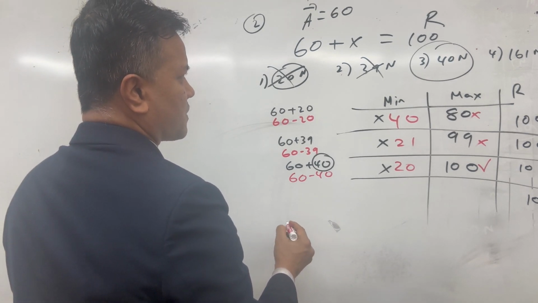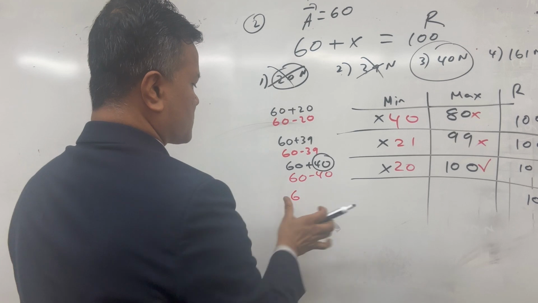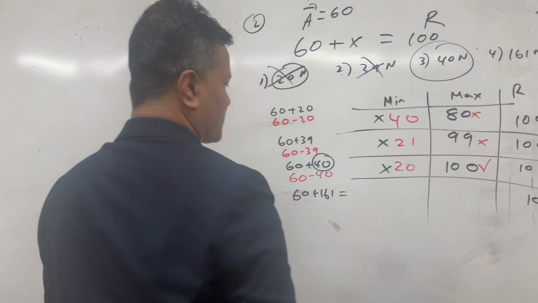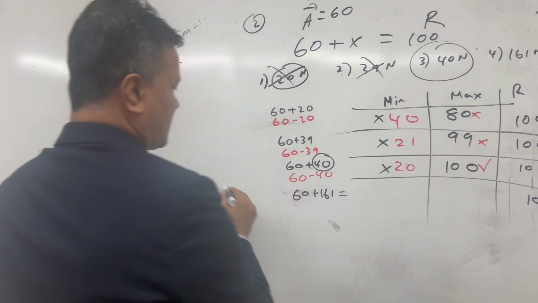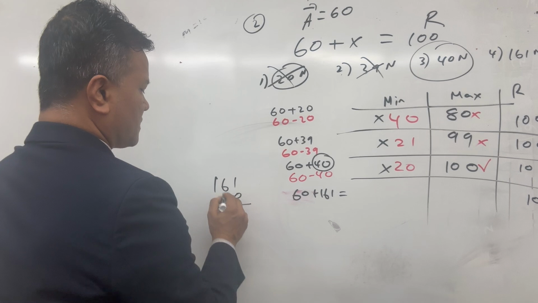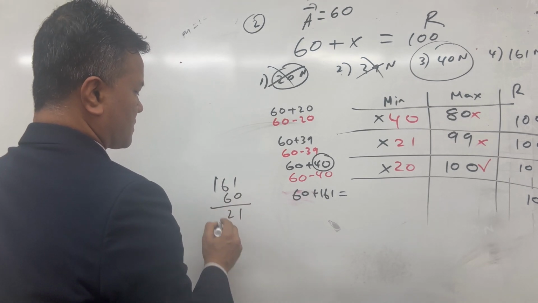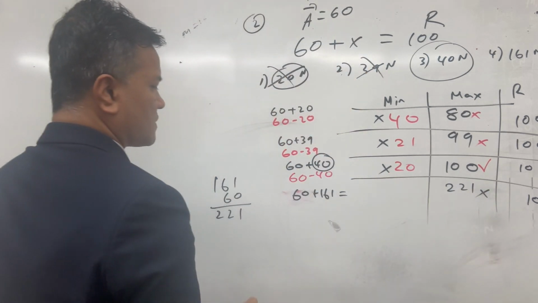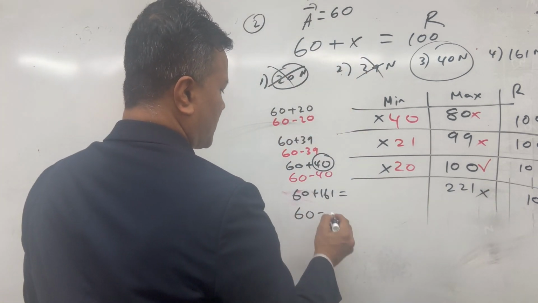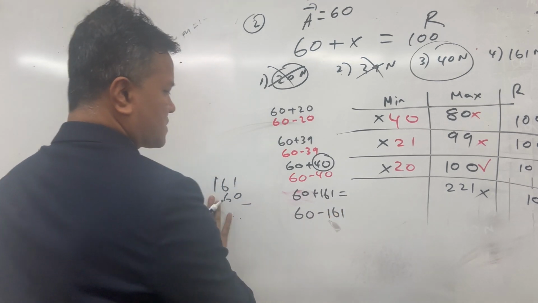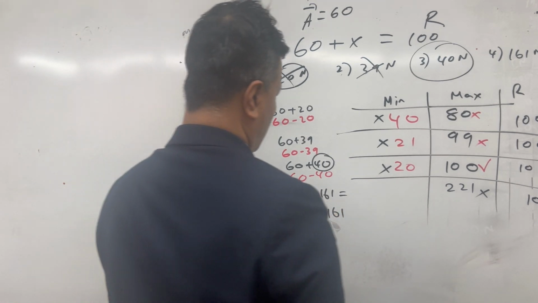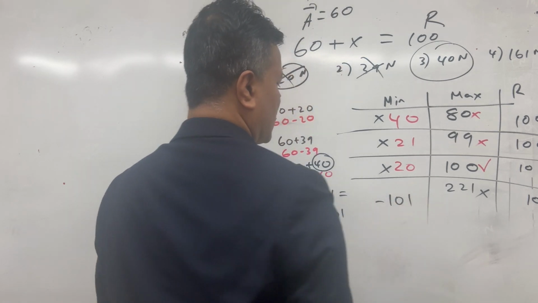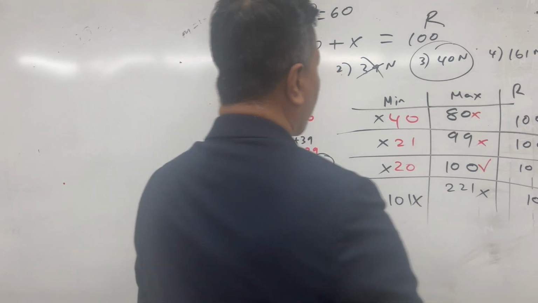Let's see if we have more answers. 60 plus 161 is 221, so 221 is not 100, so not good. 60 minus 161 is negative 101. 101 is not 100, so that's not good.